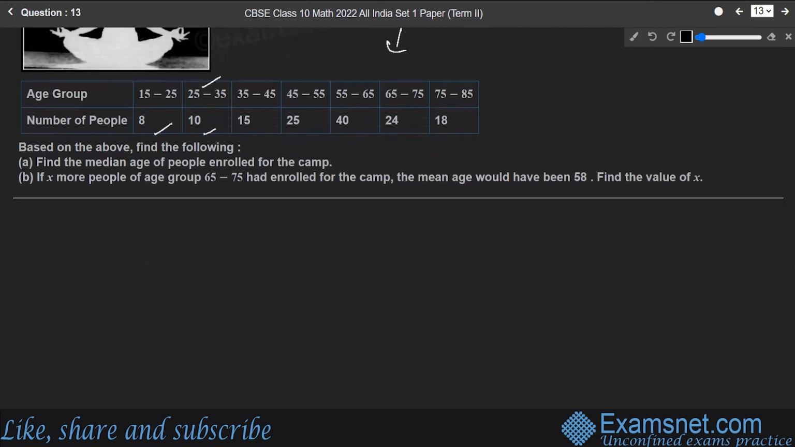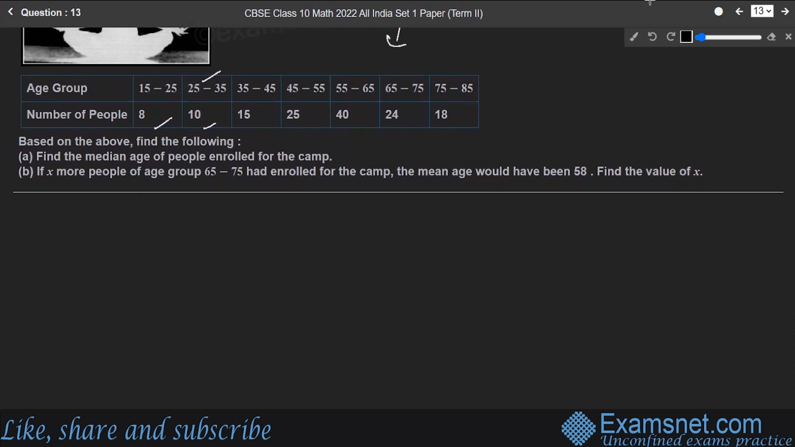Let us see what has to be done in this. Based on the above, find the following. Find the median. So we are supposed to find the median value. If x more people of the age 65 to 75 had enrolled for the camp, the mean age would have been 58. That's what is asked. Find the value of x.